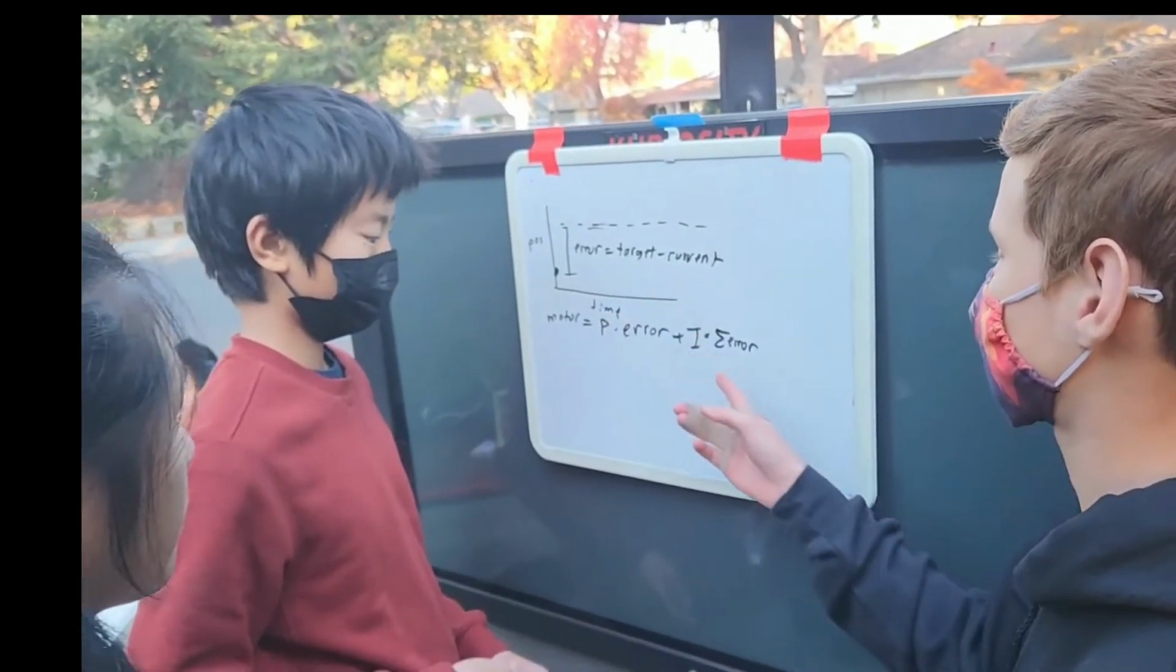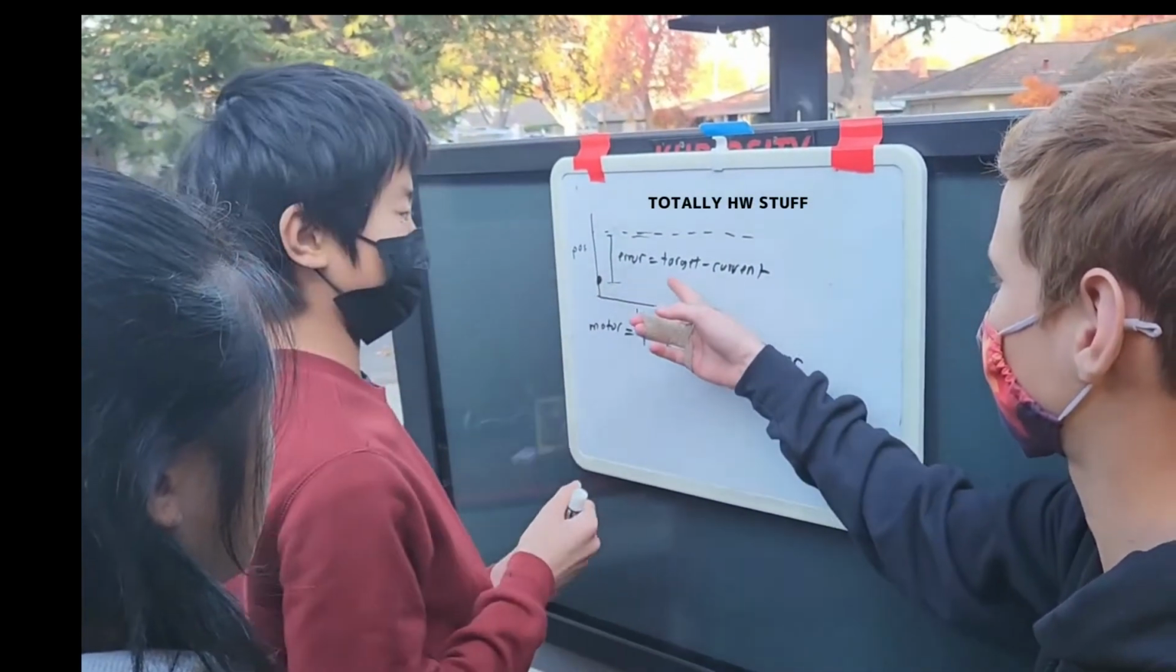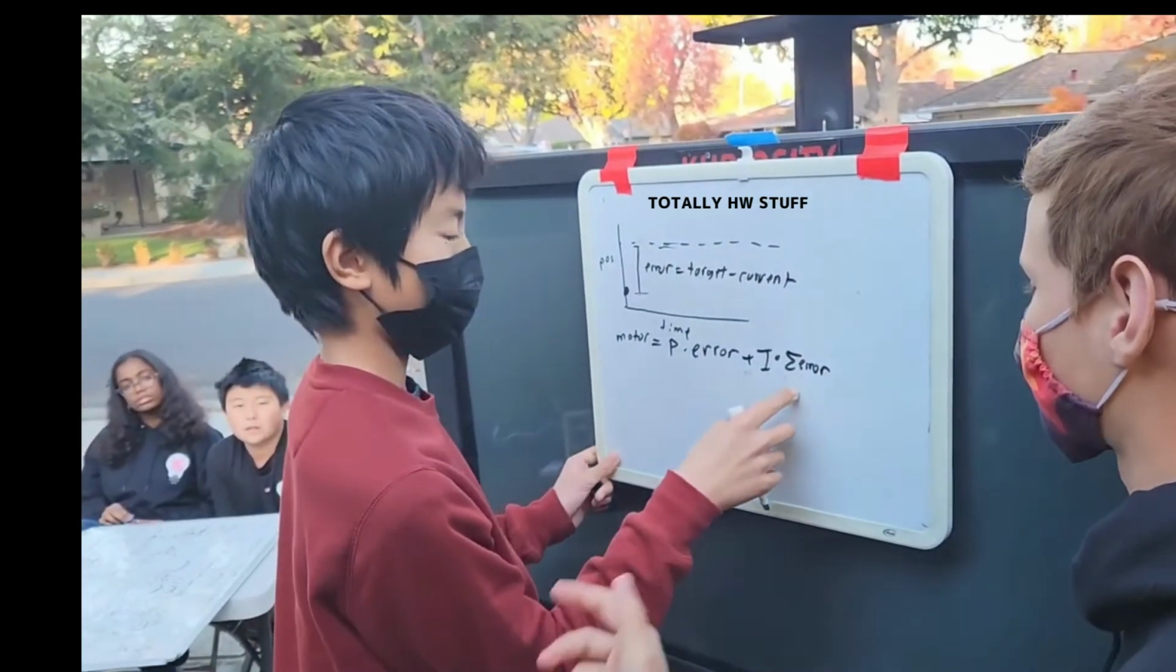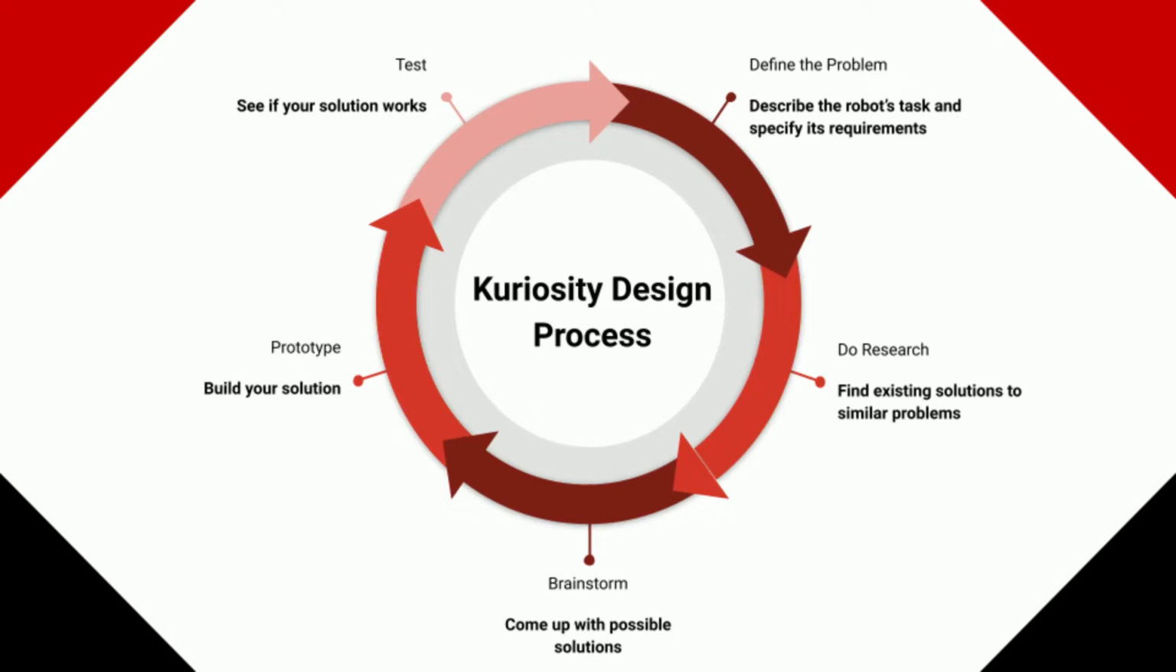Using your problem statement and research, think, draw, and write sticky notes of different possibilities. There are many important parts of brainstorming that we will go more in depth in the coming videos. Now it is time to prototype. Build your best solution from brainstorming.